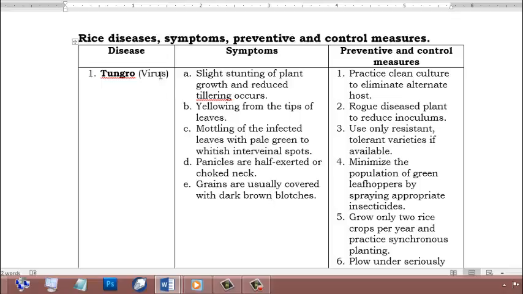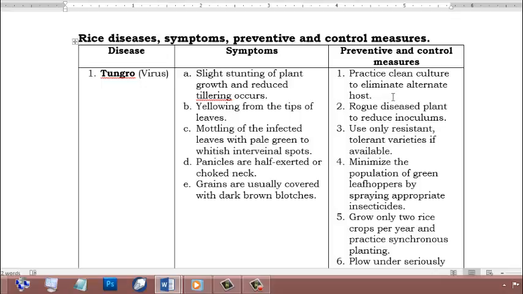Here is tungro. Tungro is caused by a virus. The symptoms are stunting of plant growth and reduced tillering, of course. Slight stunting: the plant becomes dwarfed and has fewer tillers, what we call gipi in Ilocano, the branches growing at the base that begin the multiplication of tillers, so that there are more grains. We also have yellowing from the tips of leaves and mottling of the infected leaves with pale green to whitish interveinal spots. Now, we have here preventive and control measures.